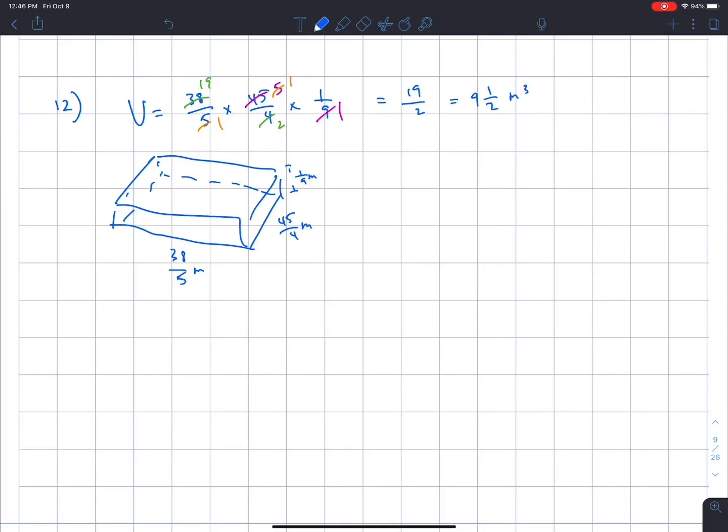Because we can only buy topsoil in whole number of cubic meters, no one is going to sell us that half cubic meters of soil, so I need to buy 10. So Edison needs to buy 10 cubic meters of topsoil.